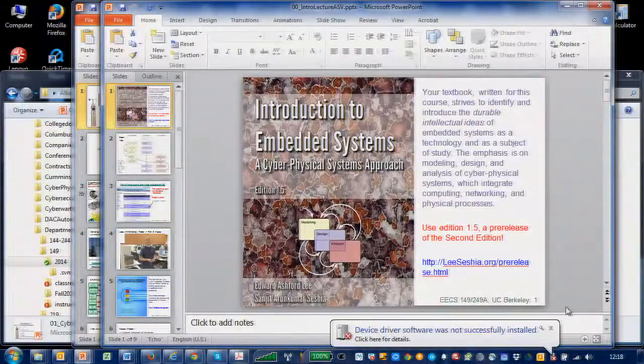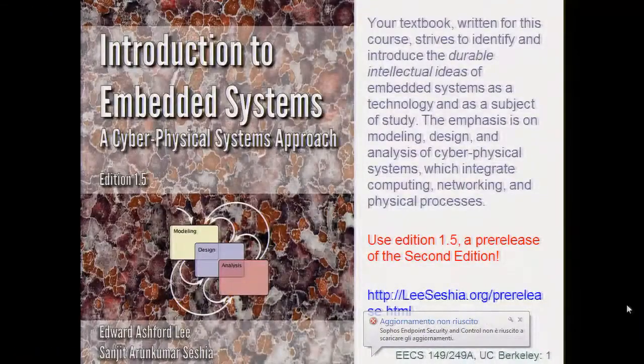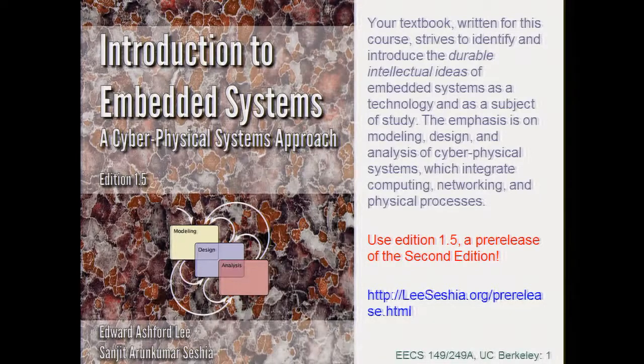Okay, in terms of how we are going to evaluate the class. So the book is Lee and Seshia. And by the way, there is a new version, 1.5. It's not publicly available as yet, but you have it. In your bCourses domain, you go down, you can download it and print it if you want to.